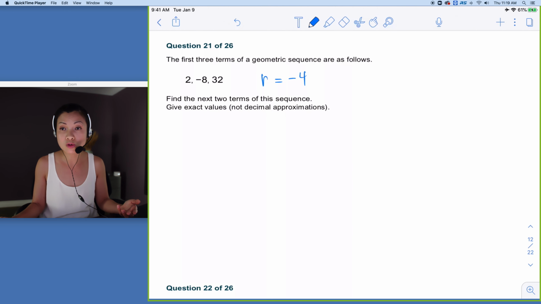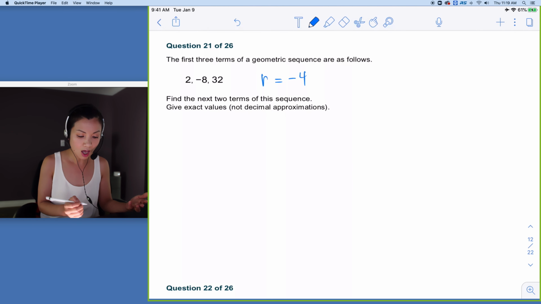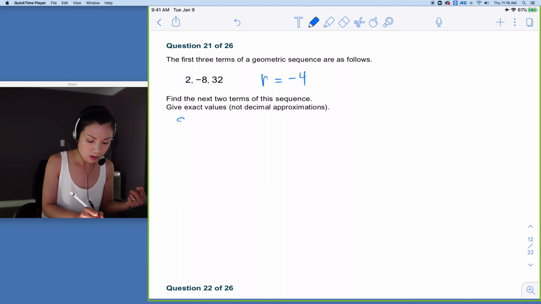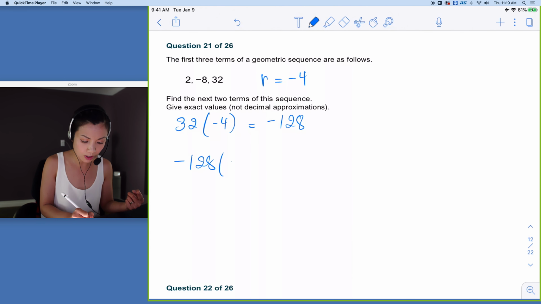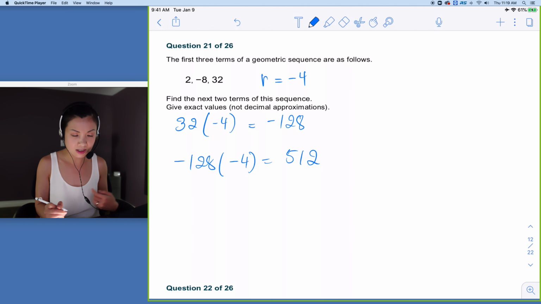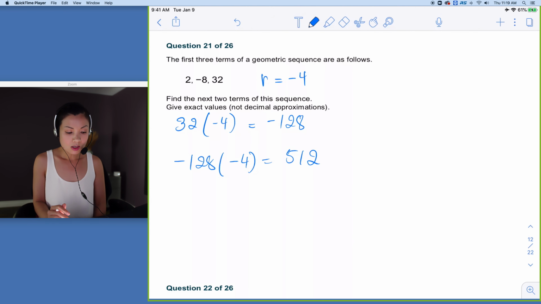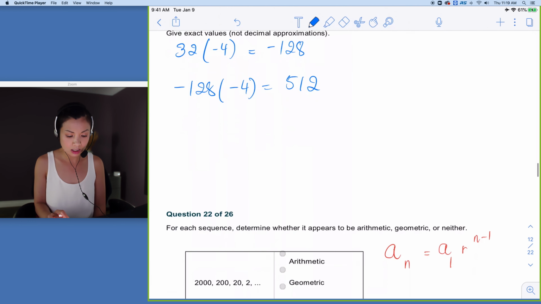So keep doing this in this manner, I'm going to get the next term. So 32 multiplied by negative 4 is going to be negative 128. And then negative 128, I multiply by negative 4, I'm going to get back to a positive, and it's 512. Okay, so that's how you find geometric.